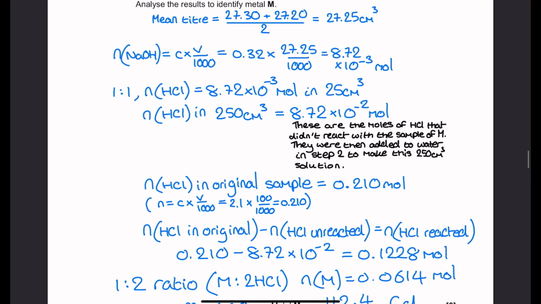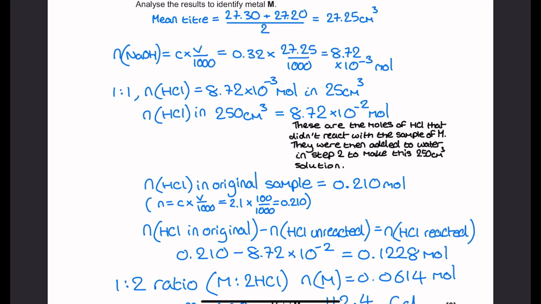So for the big calculation here, we're going to kick off, like I said, with the average titre of sodium hydroxide used in stage 3. We can then use the average titre along with the concentration of the sodium hydroxide to find the moles of sodium hydroxide per titration. There's a 1-to-1 ratio between the HCl and the sodium hydroxide when they react, so that tells me I've got 8.72 × 10^-3 mol of HCl for every 25 centimetres cubed used in the titration.